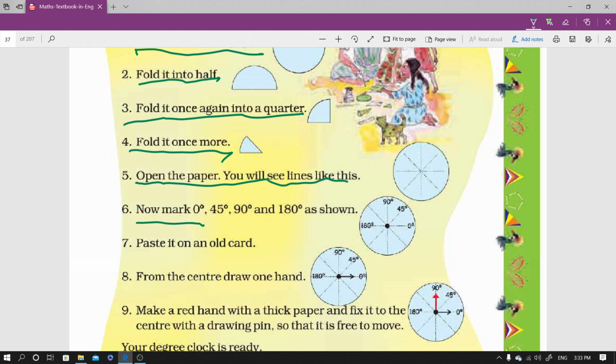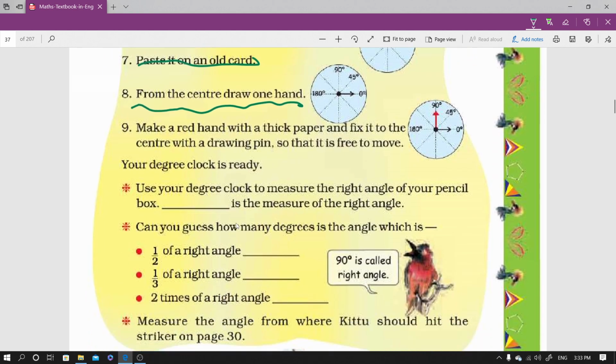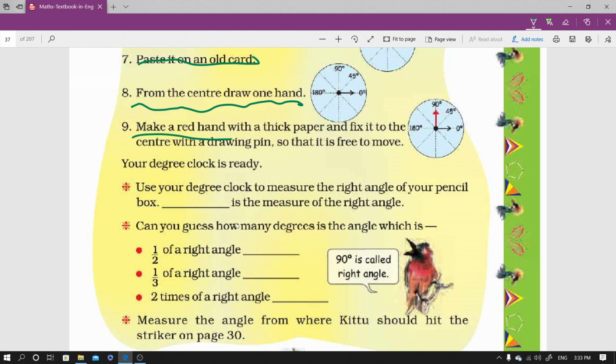Now mark 0, 45, 90 and 180 as shown. Paste it on an old card. From the center draw a hand. Make a red hand with thick paper and fix it to the center with a drawing pin so that it is free to move. Your degree clock is ready.